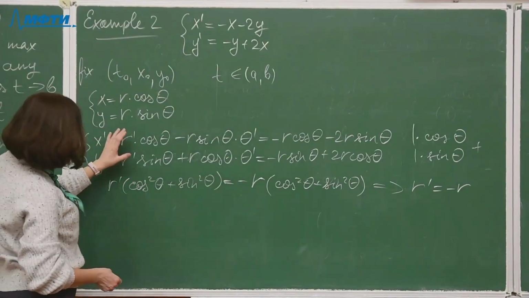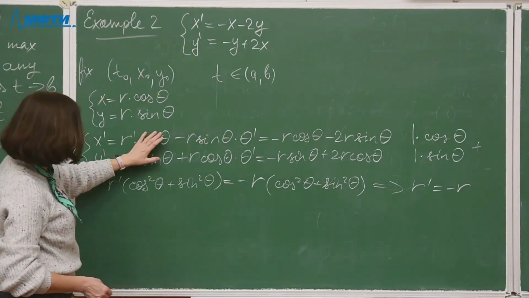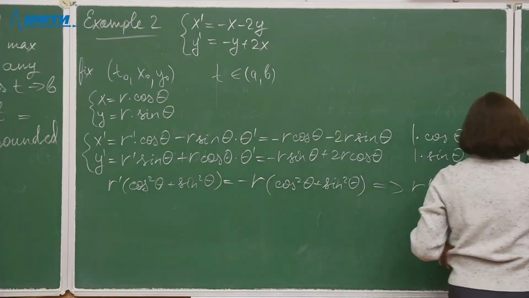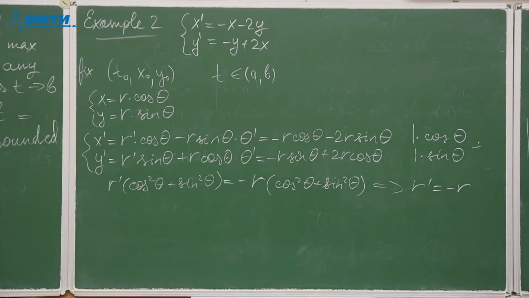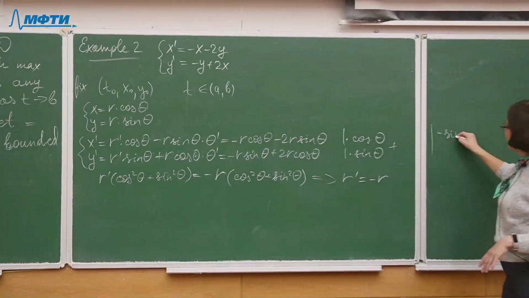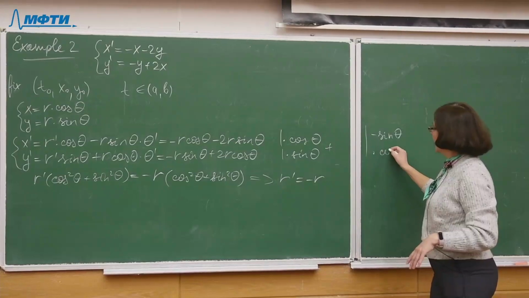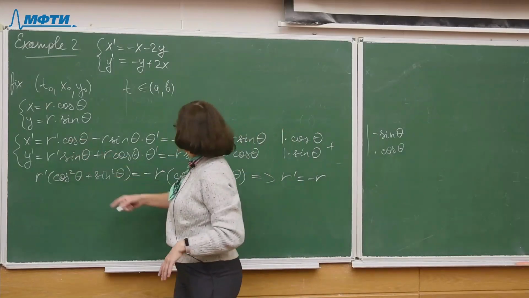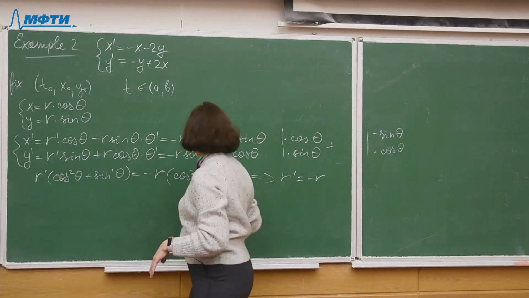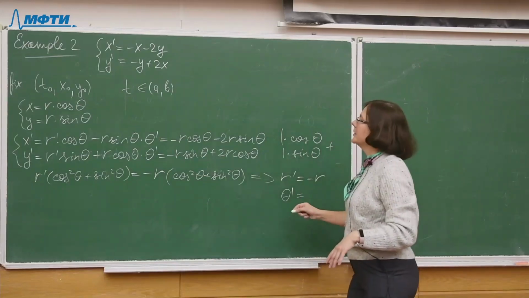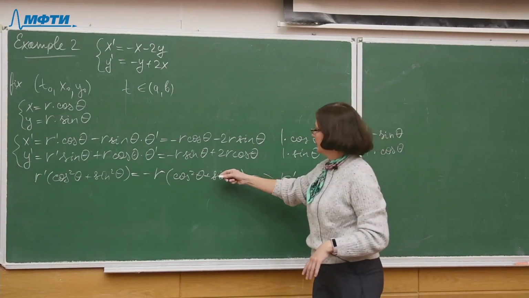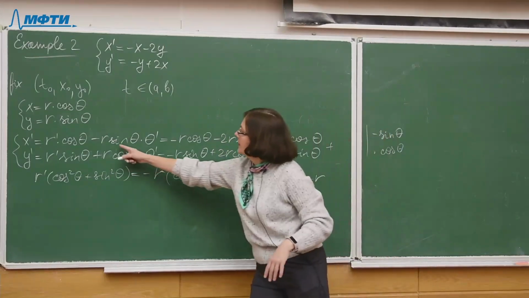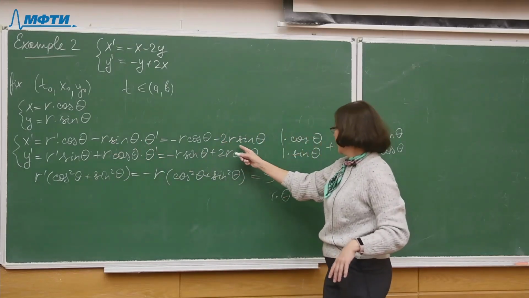Next, I want to eliminate r prime. To do this, I will multiply the first equation by minus sine theta, I think, and multiply the second one by cos theta, right? And this will eliminate r prime, and we will have, so the result will be theta prime equals, so r times theta prime, right? r times theta prime equals what?